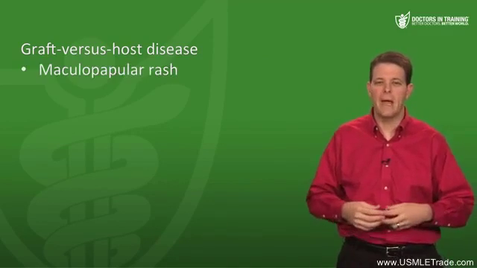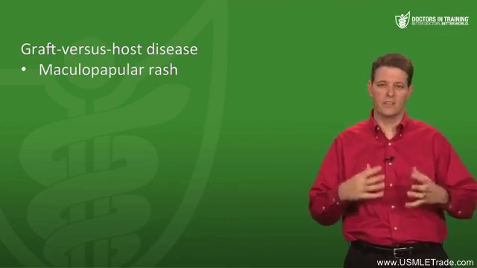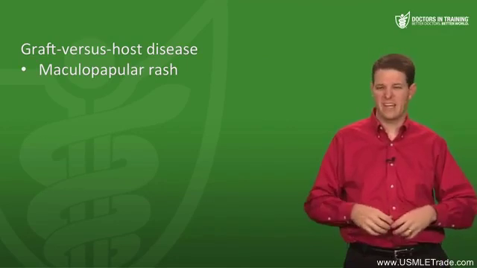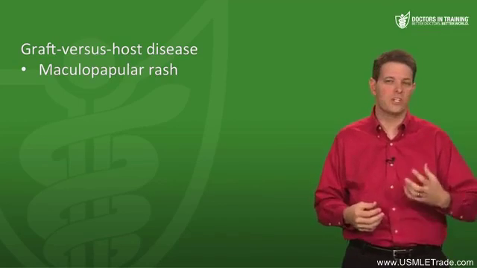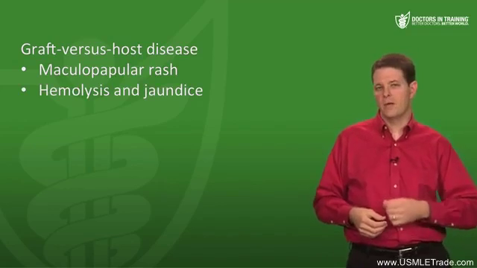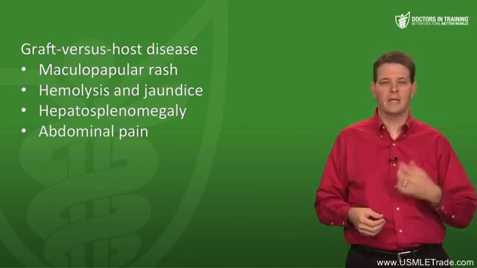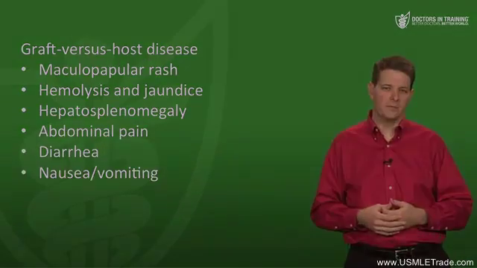This presents with a maculopapular rash on the neck and shoulders and the ears, the hands, and the trunk. In severe cases, it can kind of blister up, and it looks a lot like Stevens-Johnson syndrome. These patients also get hemolysis and jaundice and hepatosplenomegaly. They can have some GI involvement and abdominal pain and diarrhea and nausea and vomiting.